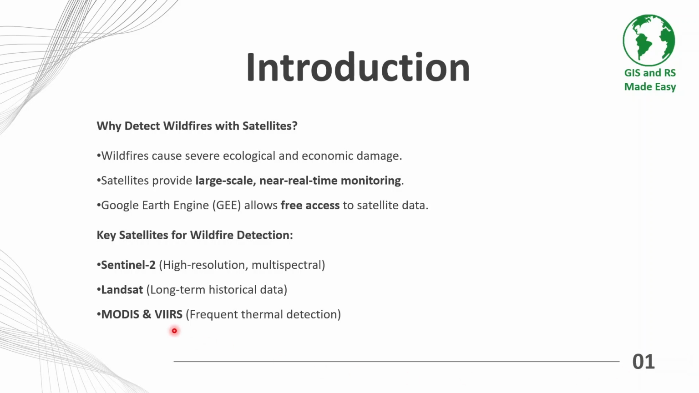Which satellites could be used for wildfire detection? Sentinel-2 is very good because it is high resolution and it has multispectral options as well. And Landsat could be used, but Sentinel-2 has 10-meter resolution for most of the bands, and Landsat has 30-meter resolution. But another benefit of Landsat is it has long-term historical data, and we could also use MODIS and VIIRS for thermal detection.